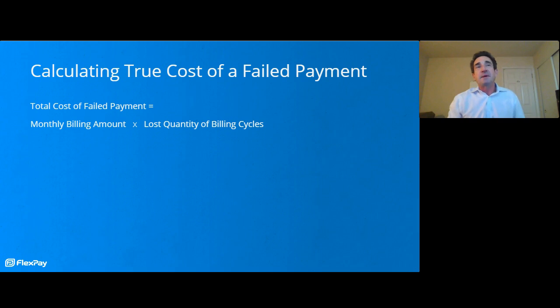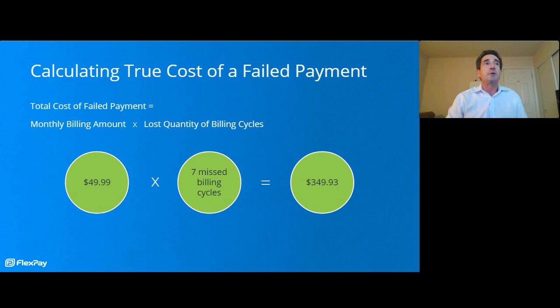So now that we have this baseline of understanding about what causes failed payments and ways to think about how to recover, we can start to dive into calculating what the true cost of a failed payment really is. So we can use the customer lifetime value equation to calculate the individual costs. So the cost of a failed payment for you, for one customer, is the monthly billing amount of what the customer is paying you times the number of lost billing cycles that are going to be eliminated as a result of the failed payment. The calculation is pretty easy, right?